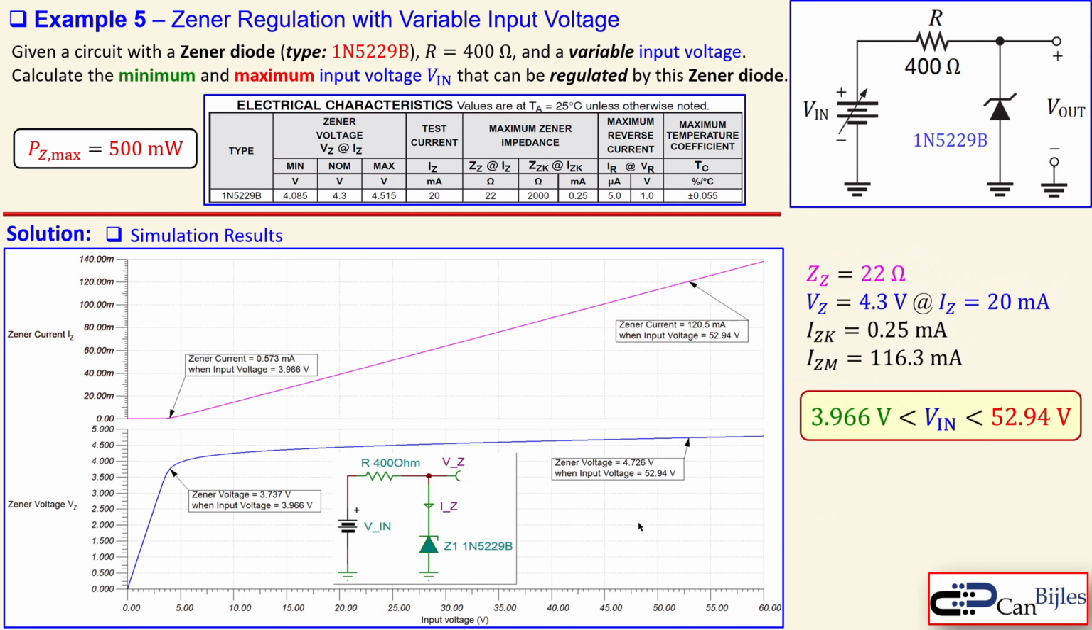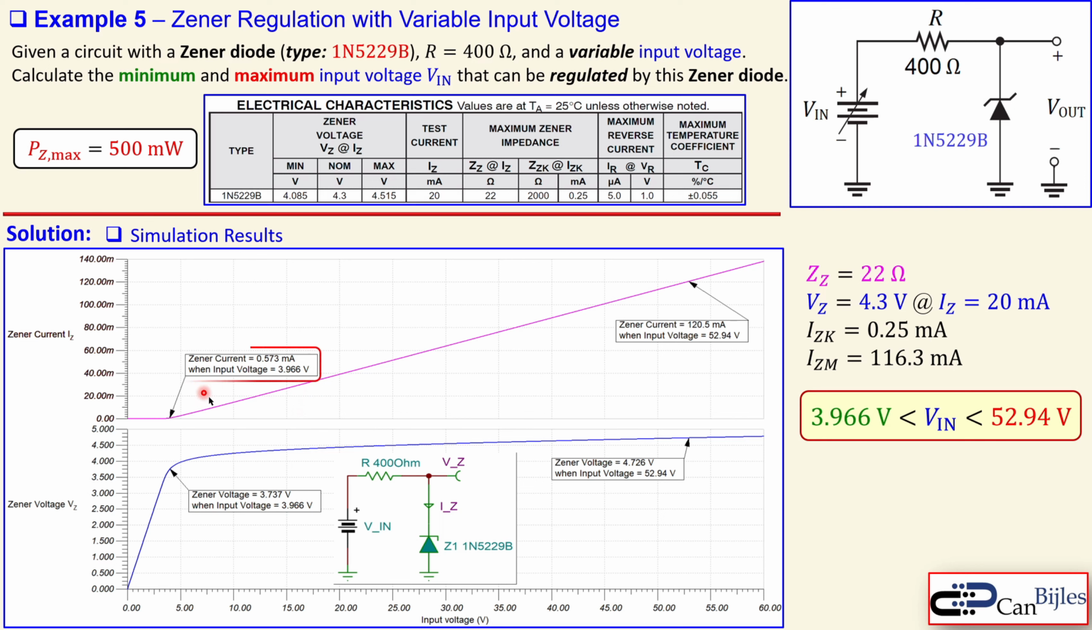Okay. This is now the simulation result. You can see what's happening, and I have exactly the same circuit here, and you can see I have swept the input voltage, changing from 0 all the way to 60 volts. This is the Zener voltage, the blue one, and this is the Zener current, which is the pink one. You can see it's starting almost here, and the Zener current is here 0.573 milliamps, and then increases linearly and goes to 120.5 milliamps for this specific voltage, because we said it must stay above 3.966 volts. That's actually shown here.